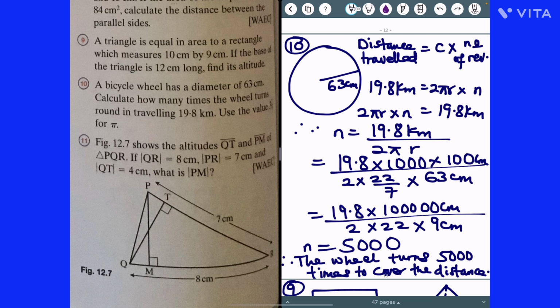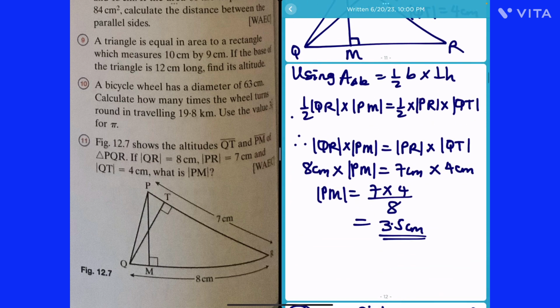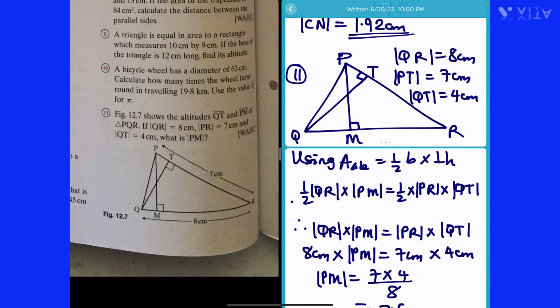19.8 kilometers to meters, you multiply by 1000. That changes your distance to meters. Then that distance in meters multiplied by 100, we change it to centimeters. So my answer is all of this divided by 2 times 22 over 7 times 63, which is divided by 2, divided by 22, divided by 9. So that gives me 5,000. That means the wheel turns 5,000 times to cover a distance of 19.8 kilometers. Take note of that question, very important.